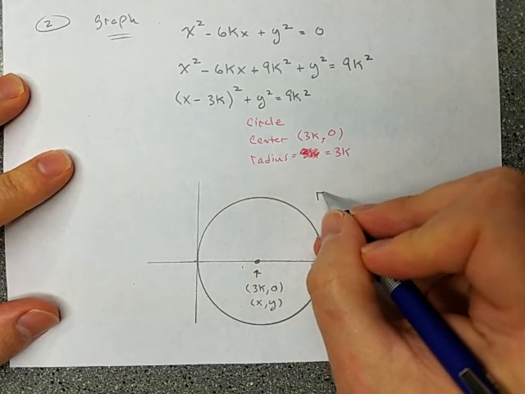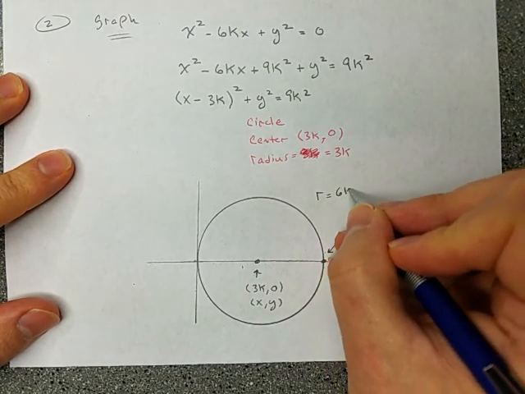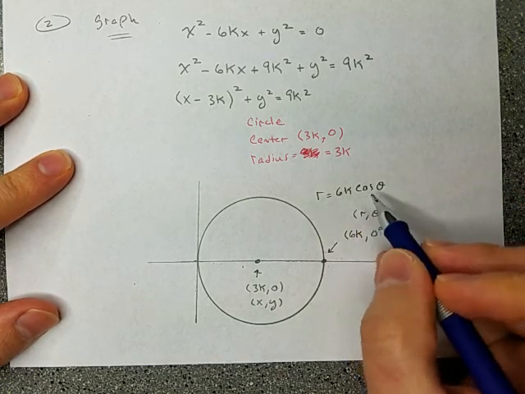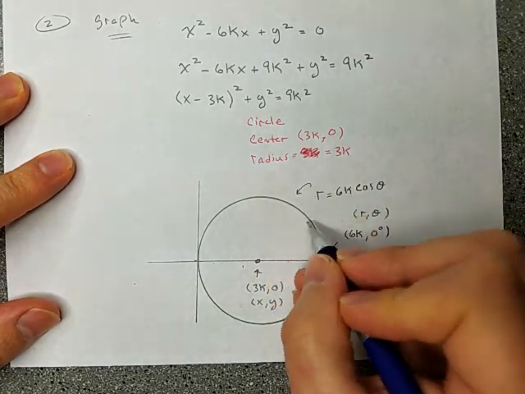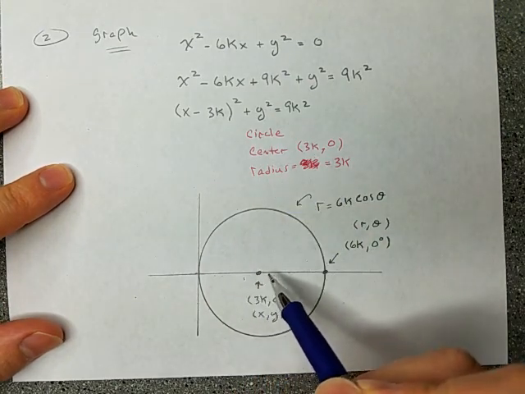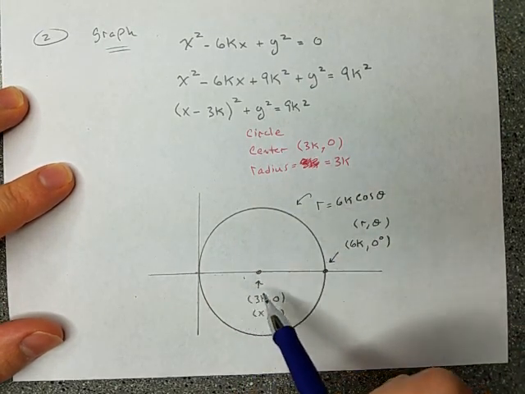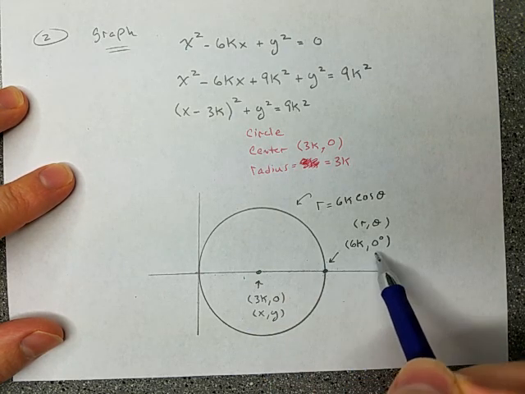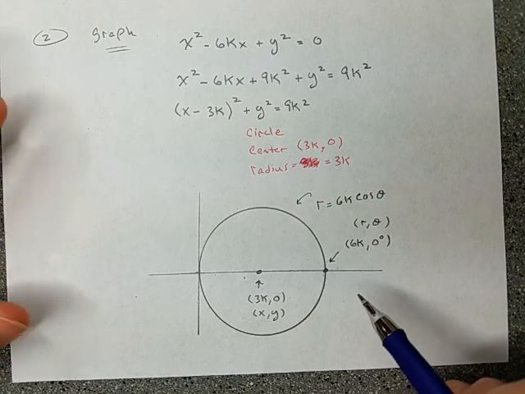The polar equation r is equal to 6 times k times cosine theta, k being some positive constant, looks like that because it's a circle. It has center 3k and 0 on the x-axis, and has radius 3k. It has this point on the far edge out there, 0 degrees for theta, 6k for r.